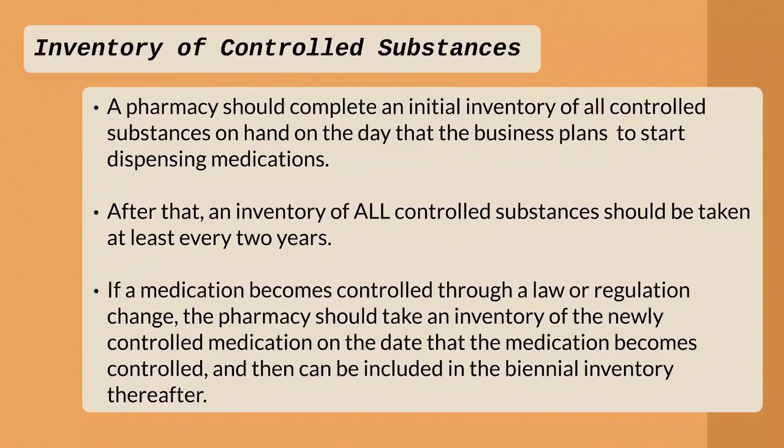Similarly, when taking inventory of controlled substances, a pharmacy should complete an initial inventory of all controlled substances on hand on the day that the business plans to start dispensing medications. So the day that the pharmacy opens, they need to take an initial inventory of every controlled substance they have. After that, an inventory of all controlled substances should be taken at least every 2 years. If a medication becomes controlled through a law or regulation change, the pharmacy should take an inventory of the newly controlled medication on the day that the medication becomes controlled, and then it can be included in the biennial inventory thereafter.